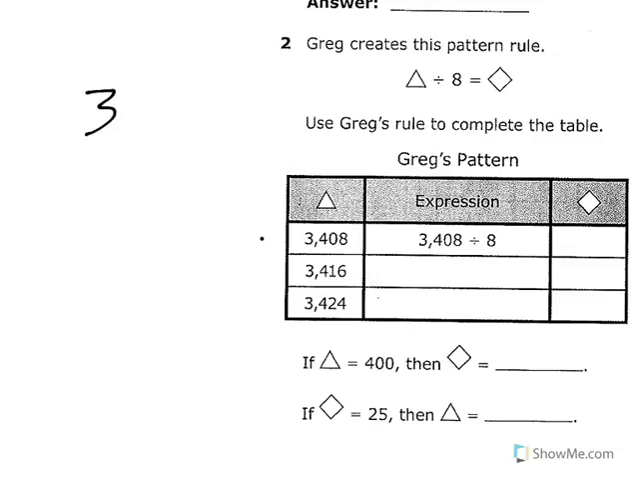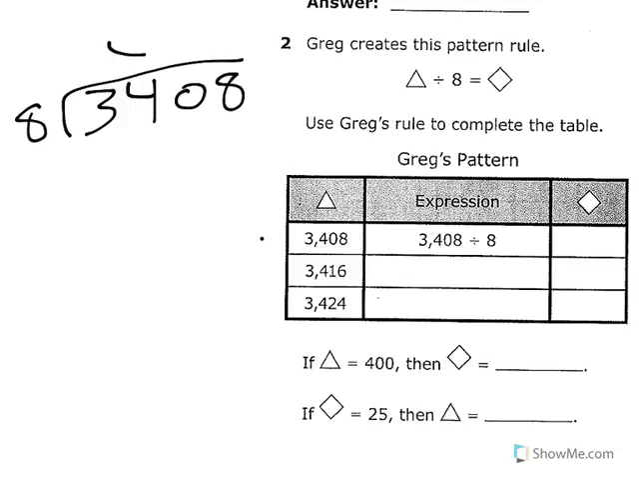So 3,408 divided by 8. Okay, 8 doesn't go into 3, but 8 does go in 34, 4 times. 8 times 4 is 32. We subtract, you get 2. Bring down the 0. 8 goes into 20 twice.